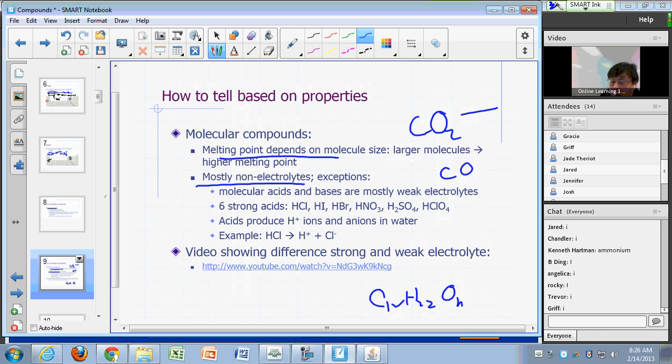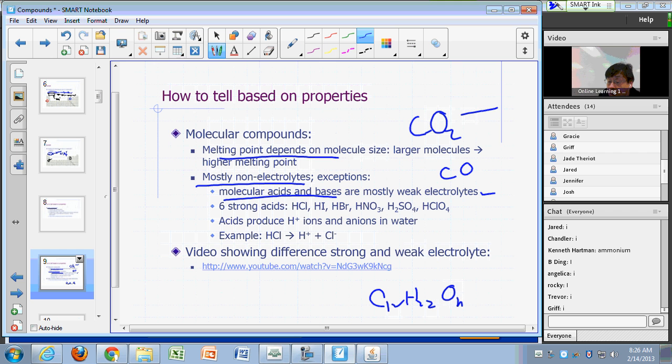There are some molecular compounds that are weak electrolytes. Those are the acids and bases. So molecular acids and bases are mostly weak electrolytes. That's a class of compounds that behave as weak electrolytes, in the sense that they're not as good as ionic compounds at producing a solution that conducts electricity.